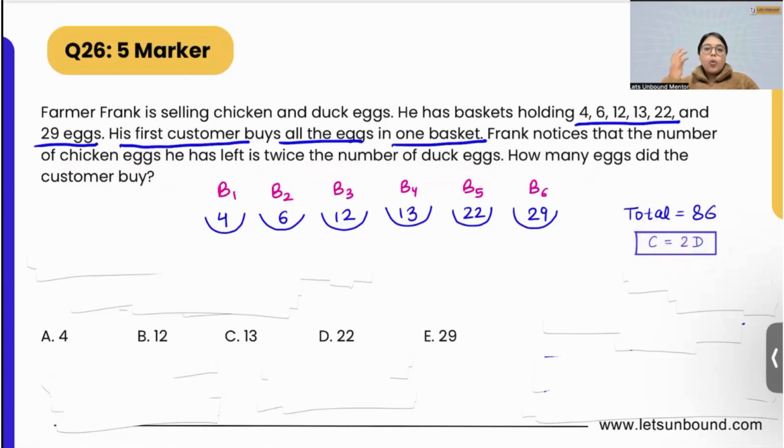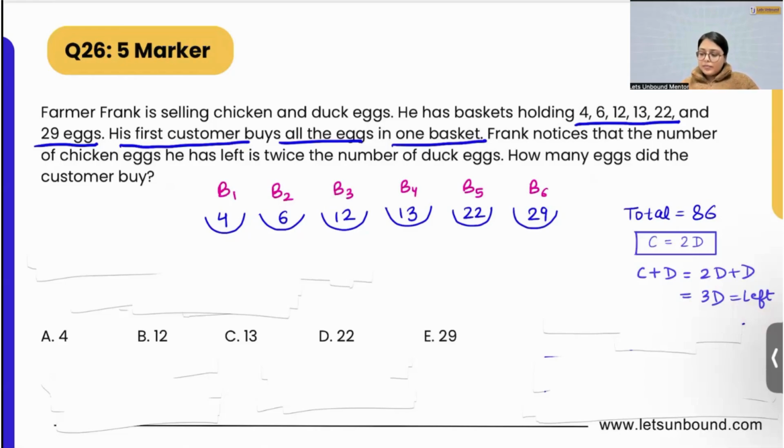So that means the total number of eggs which are left after the customer has taken one of the baskets completely is C plus D, right? So can I say if it is C plus D, the remaining eggs, C is 2 times D. So that means the total number of eggs left will be 3 times the duck eggs, 3D. Okay. So now how are we going to find the number of eggs left?